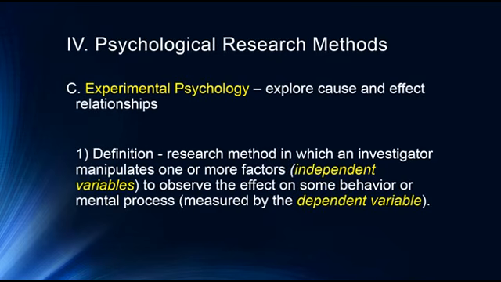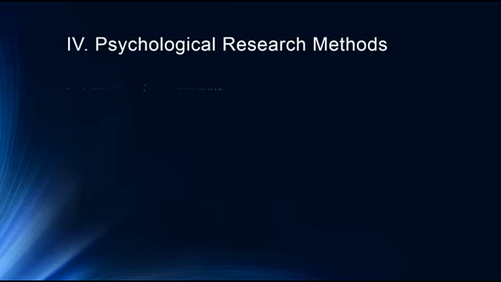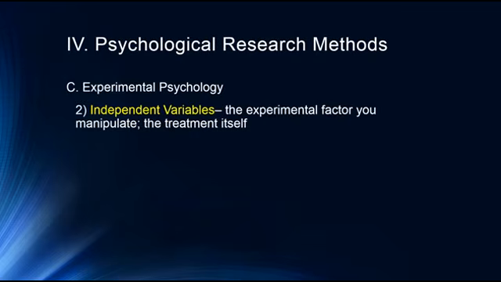But the key is, the only difference has to be that independent variable, and then any change in the dependent variable has to be due to the independent variable. So an independent variable is the experimental factor that we manipulate, the treatment itself. So in the example I just described, drug versus placebo is the independent variable. There are as many independent variables as you can think of, as long as it's whatever you're manipulating.